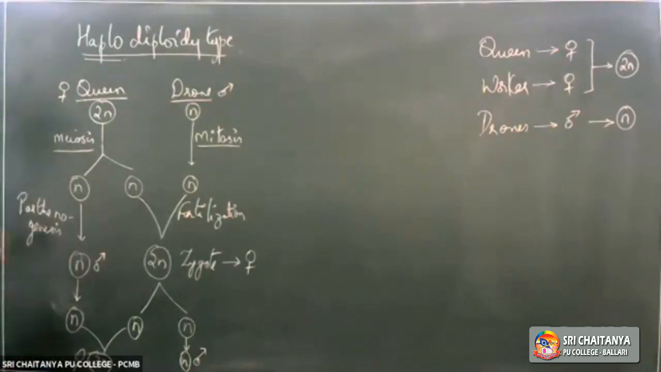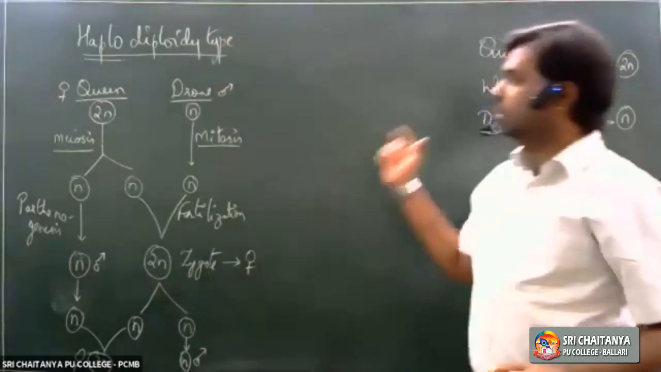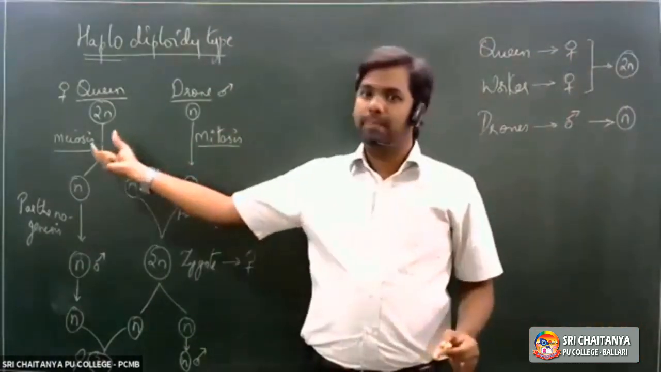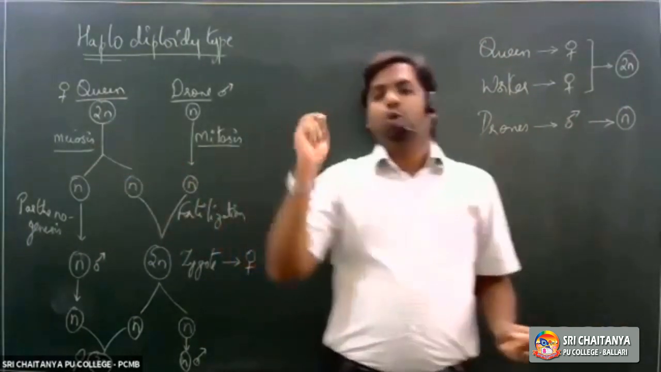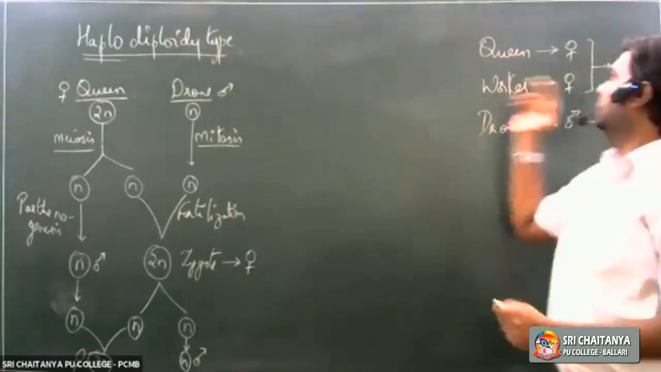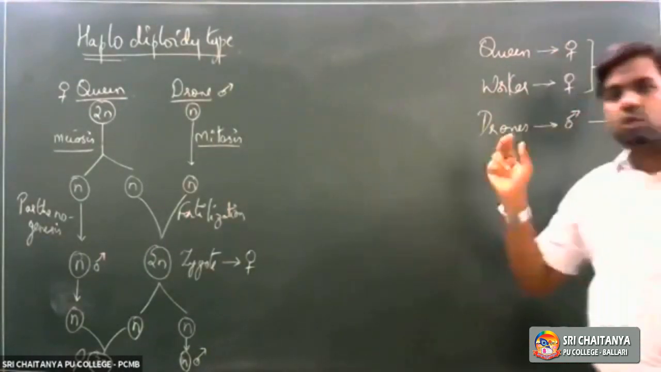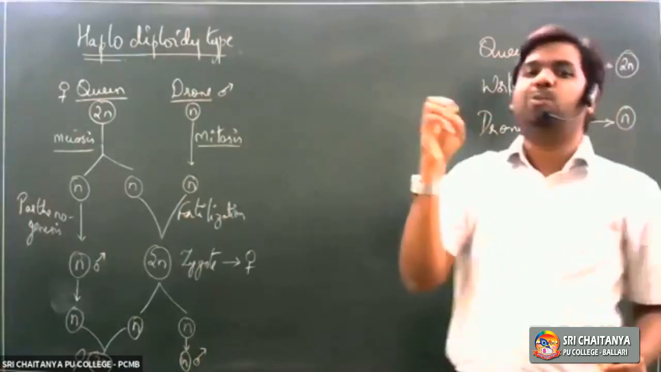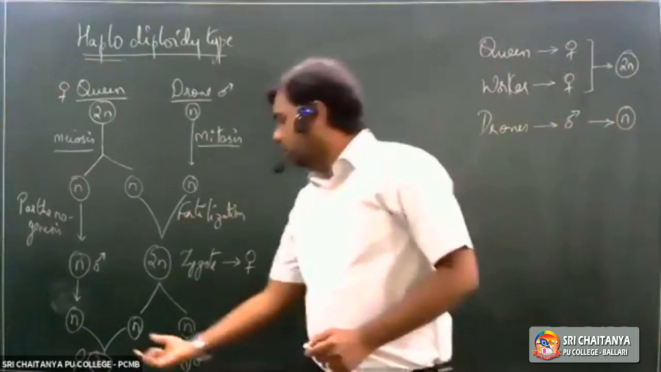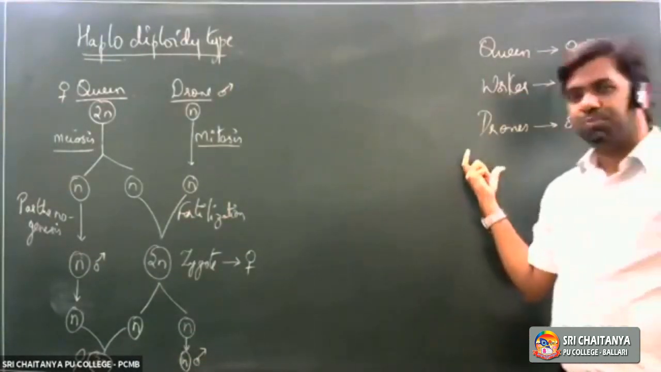So what exactly is happening here in this particular case of haplodiploidy type of sex determination? If the individual is diploid, if the individual has two sets of chromosomes, such type of individual we start calling the female individual. If there is only one set of chromosomes present, such type of individual would be termed as the male individual, and that male is called the drone.